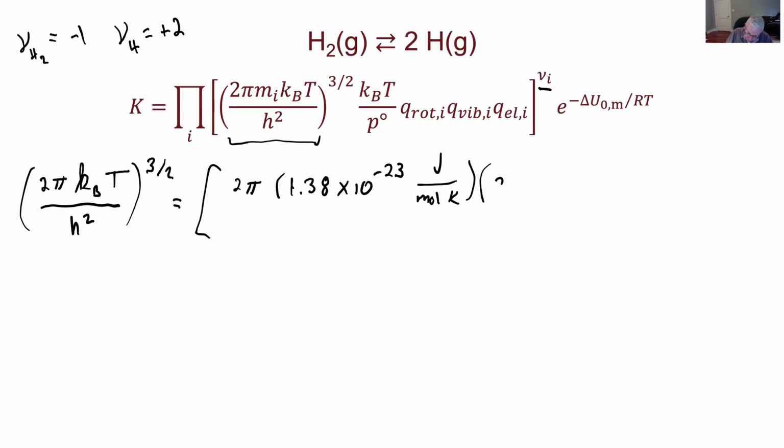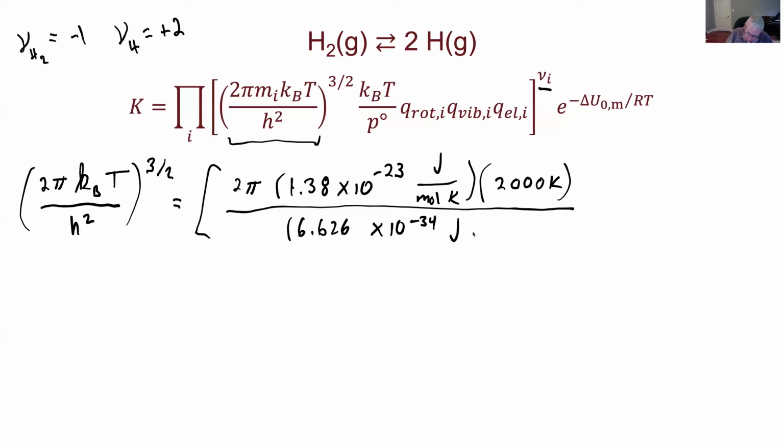My temperature is 2000 Kelvin for the calculation we're doing. On the bottom, I have h squared, which is going to be an incredibly small number, of course. So that's 6.626 times 10 to the -34th, and that's in joule seconds. And that's squared, okay? And then all of this stuff is raised to the 3/2 power.